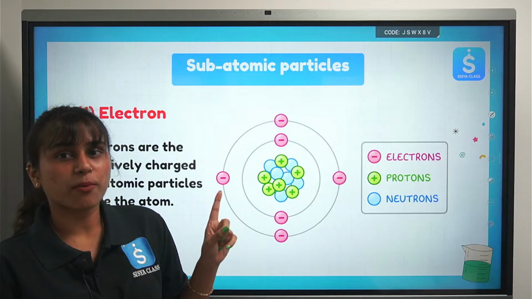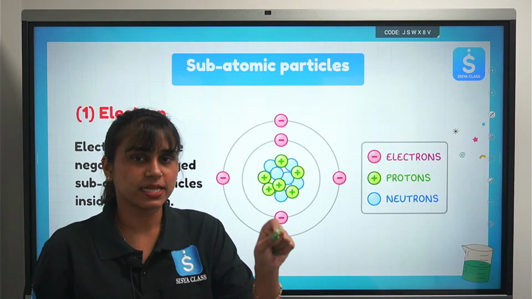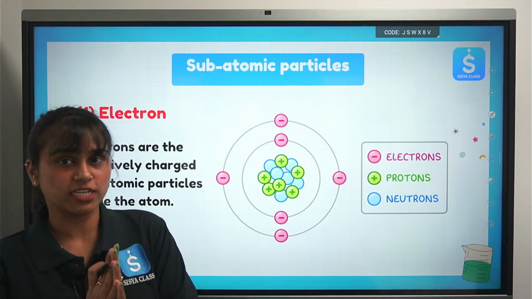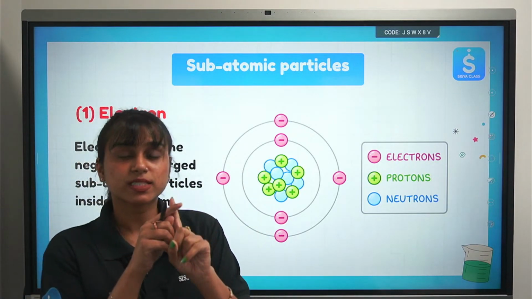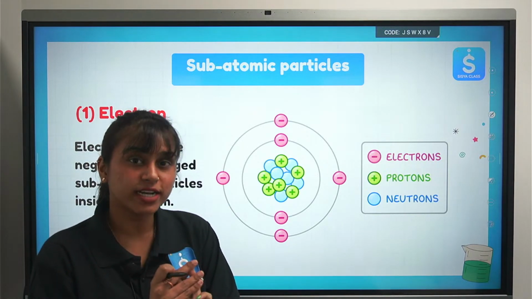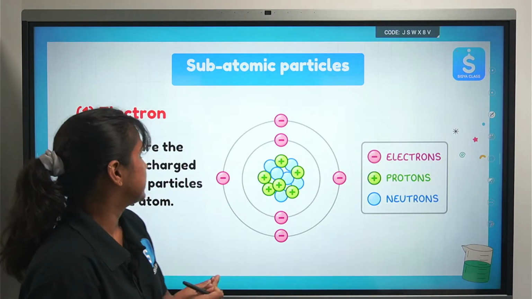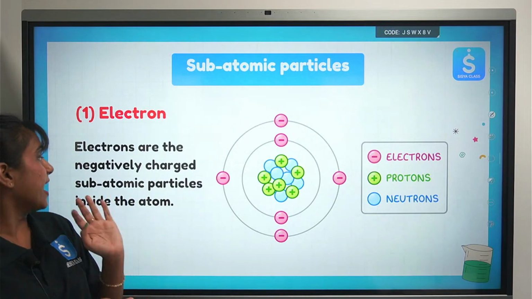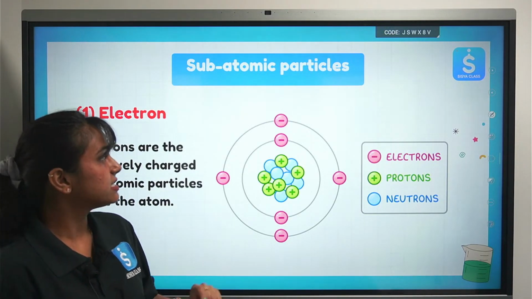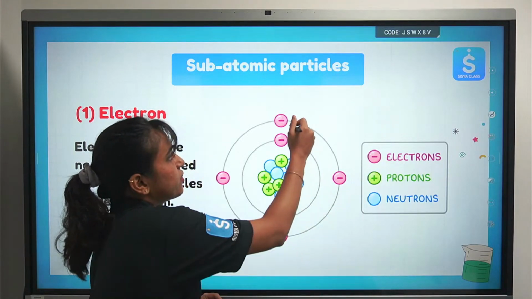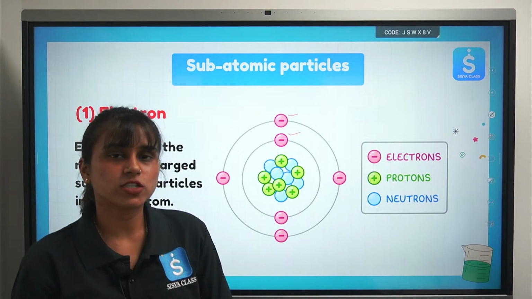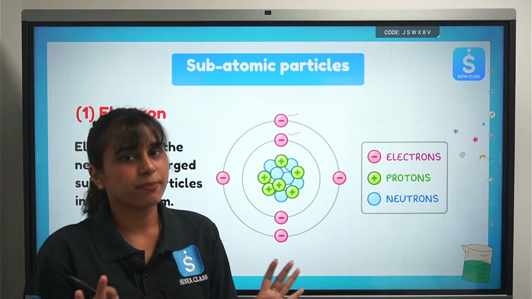The first subatomic particle, present in the orbits, is the electron. Electrons are negatively charged. Atoms have positively charged entities, negatively charged entities, and also neutral subatomic particles. So, the electrons are the negatively charged subatomic particles inside the atom. You can see these pink electrons, they are negatively charged. Negatively charged means they carry a negative charge, simple as that.